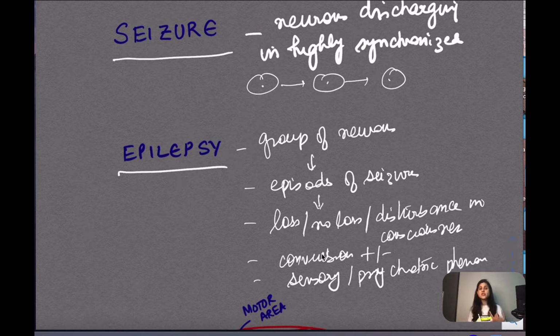So look, in epilepsy there are so many things. There is a group of neurons, usually a focus, a group of neurons firing, or there is an episode of seizure. In a seizure, neurons are discharging synchronously, okay? And so there is seizure. Then there can be loss of consciousness. There can be simply disturbed consciousness. The patient is conscious but doesn't know where he is or what is happening to him. That's disturbance in consciousness. He cannot identify time, place, and person. Or there is simply no loss of consciousness at all.